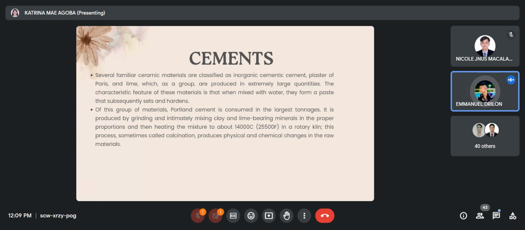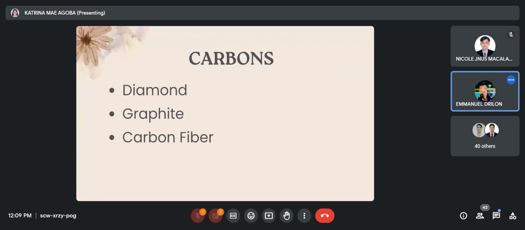So dito sa cement is common din natin siya nakikita sa mga construction, tas sa mga gawa ng bahay, tas ito ang cement is siya yung nagbubuklod ng mga materials into one, tas pinapatigas din niya yung mga materials na binubuklod natin. Next. Tas dito naman sa carbon, may tatlo siyang class. Diamond, graphite, and carbon fiber. Next.